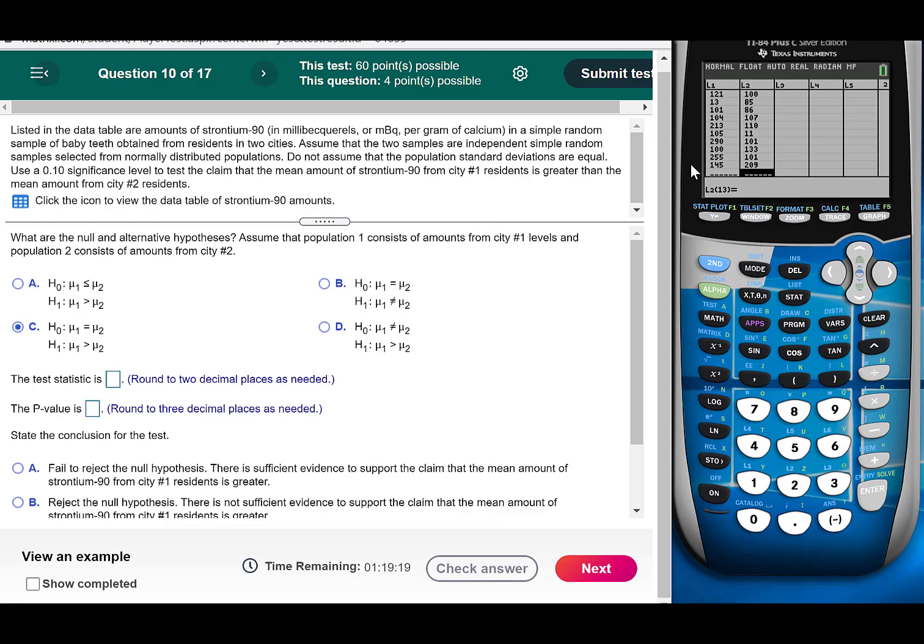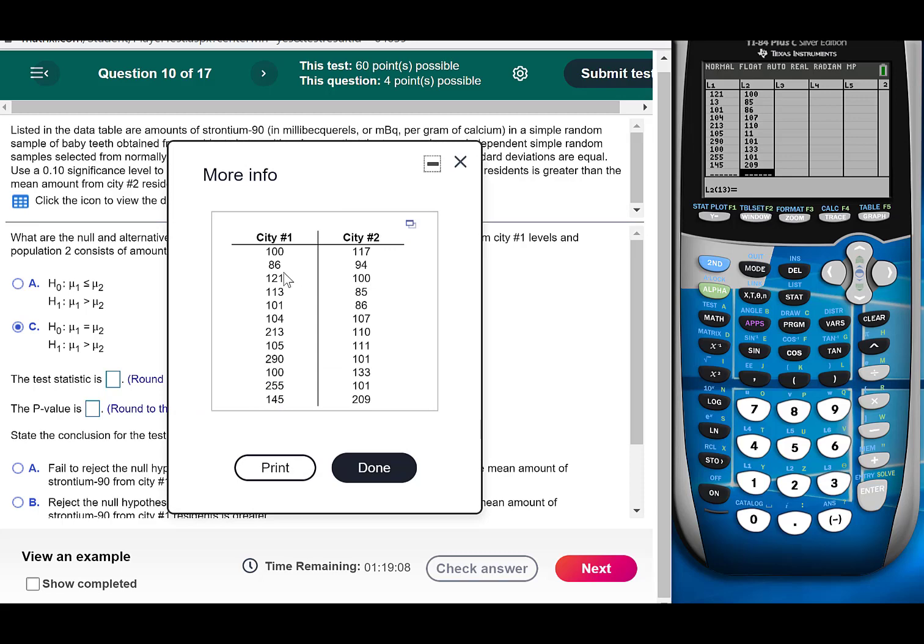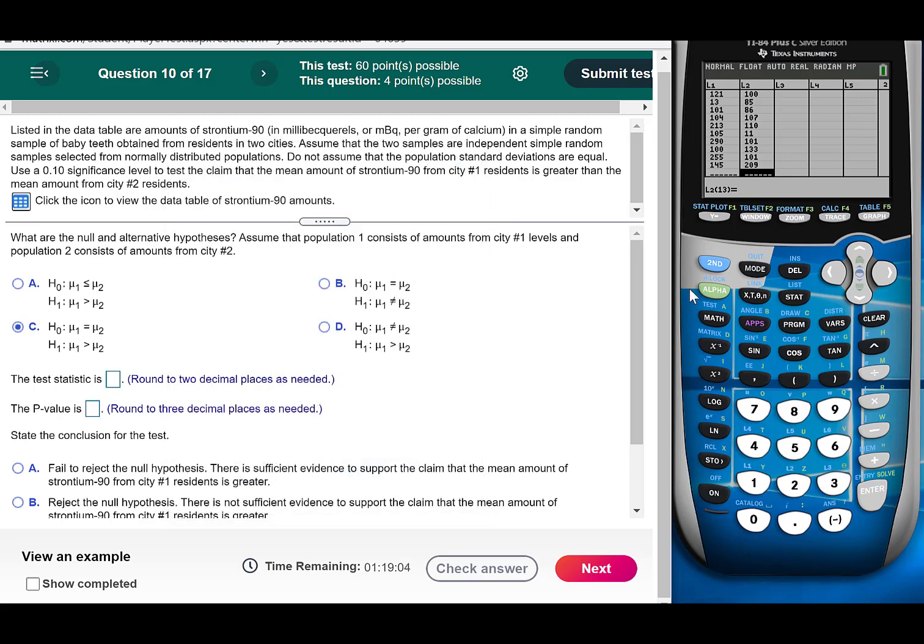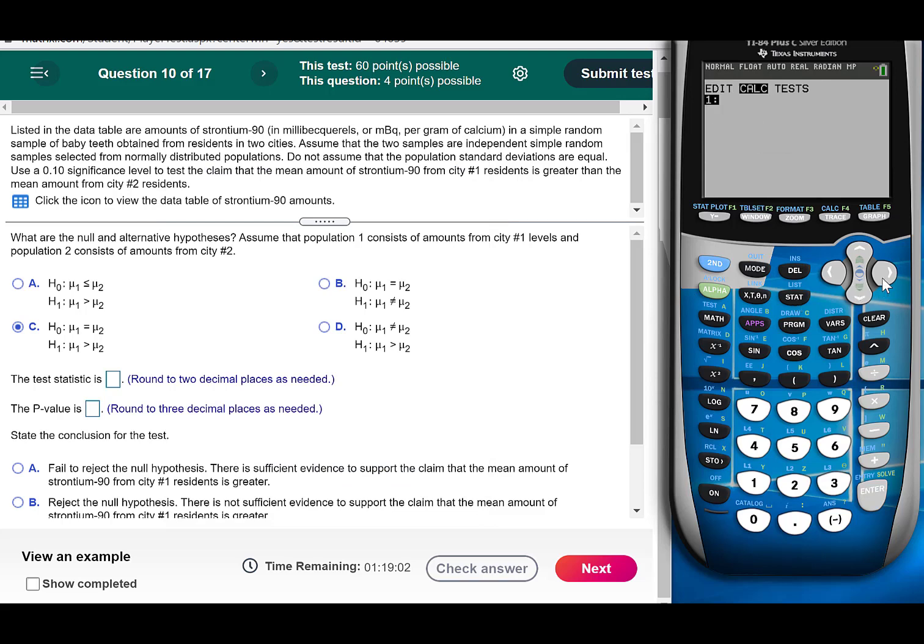Okay, guys, so I entered the data in L1 and L2. Again, on the test, you won't have any large data sets. And actually, this is not a large data set. You can easily enter that. So you put city 1 in L1 and city 2 in L2. And then you go to stat. Anytime you have data sets, guys, it's a t-test. Since we have 2 of them, we choose 2-sample t-test.